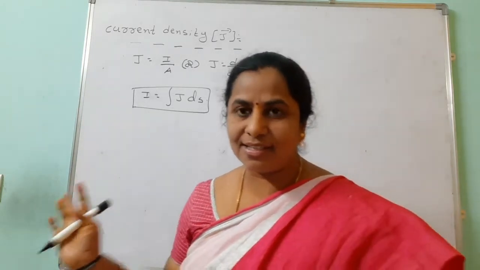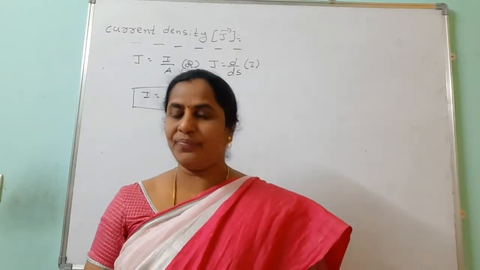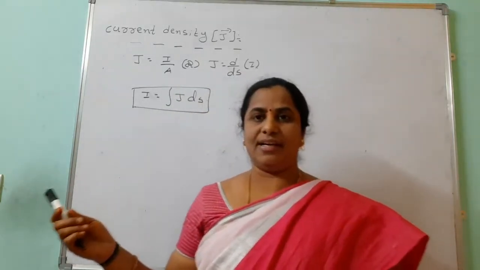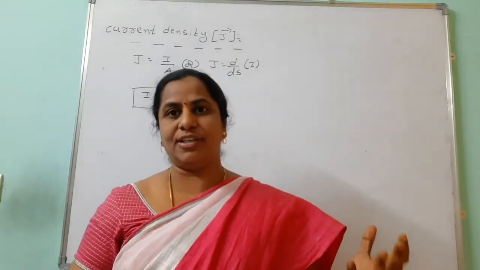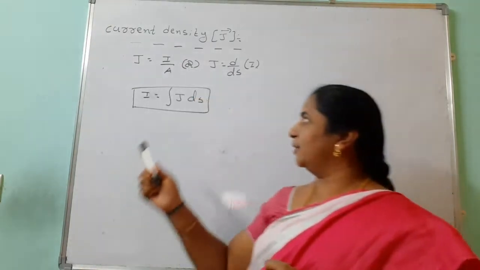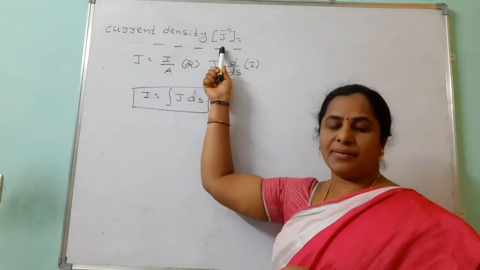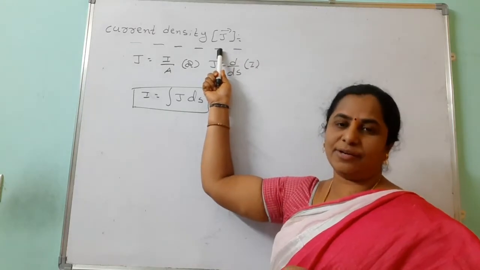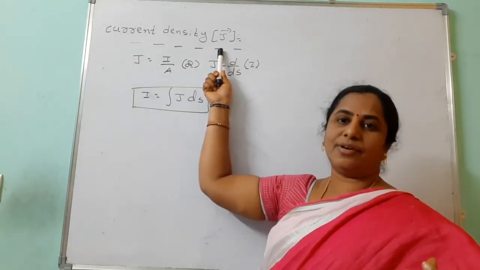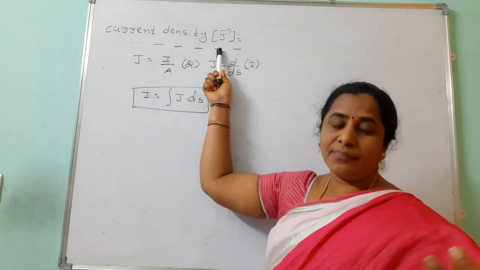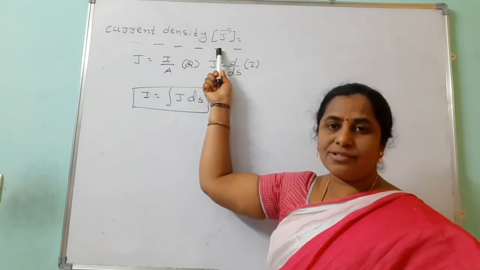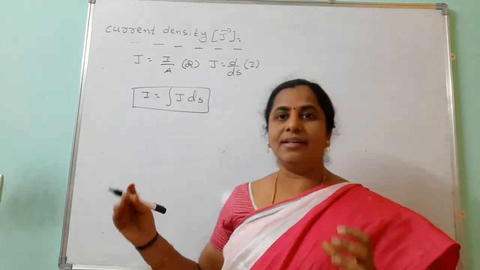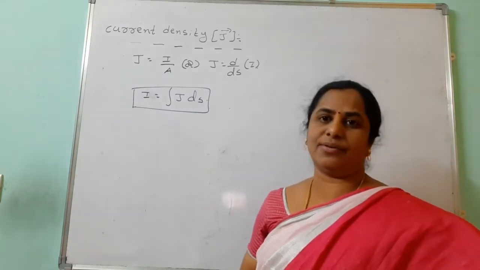Our concept is: what is the current density? Current per unit area is called the current density, and we represent it with J bar. So current density is a vector quantity. Why is it a vector quantity? You know that current is a scalar quantity and area is also scalar, but here we are mentioning that current density is a vector quantity.